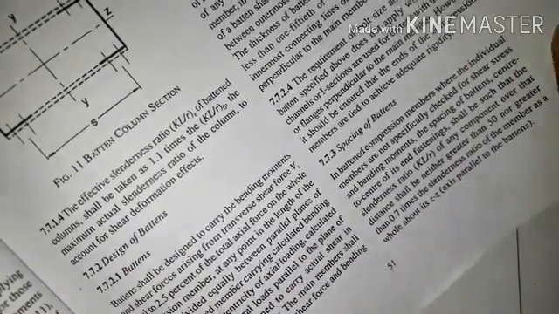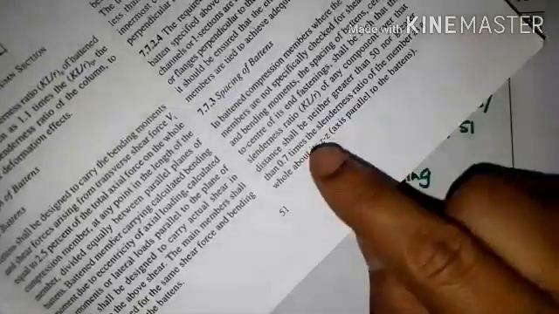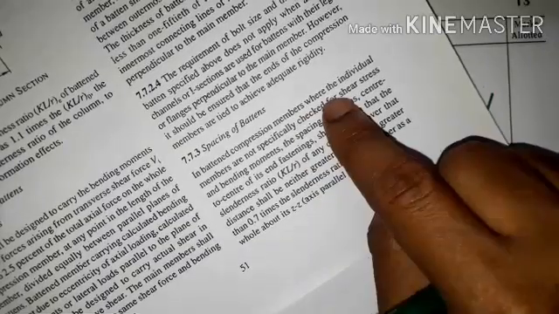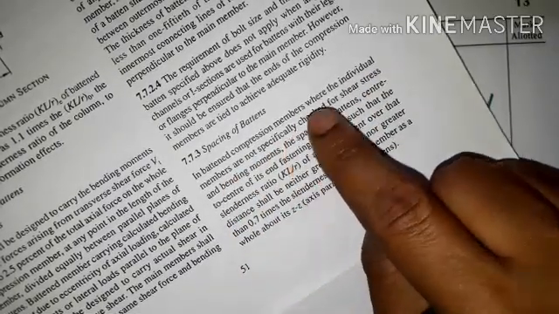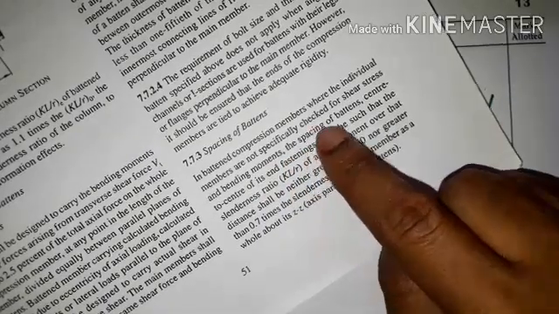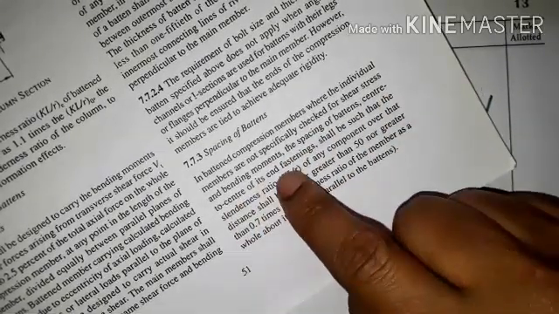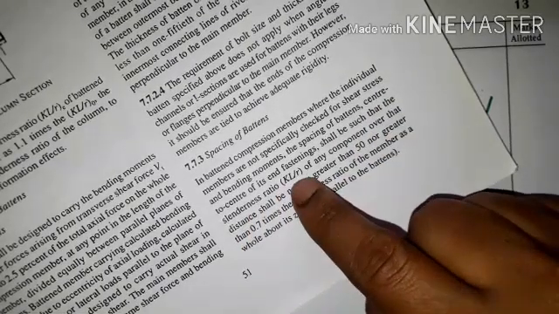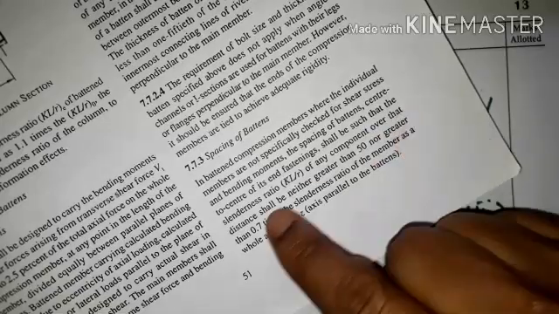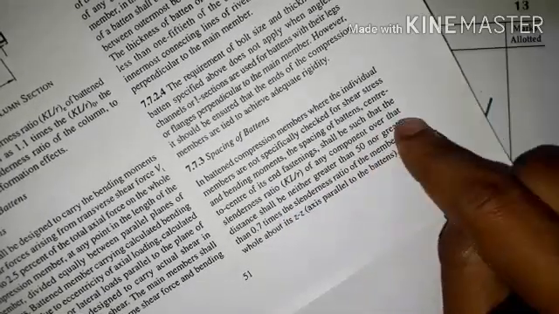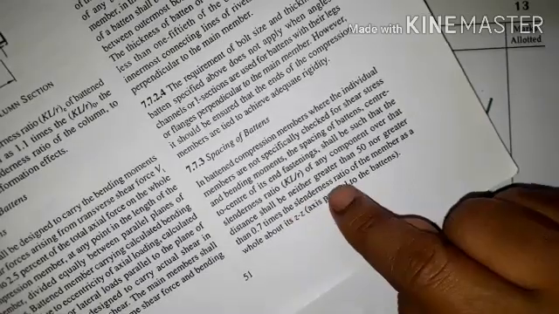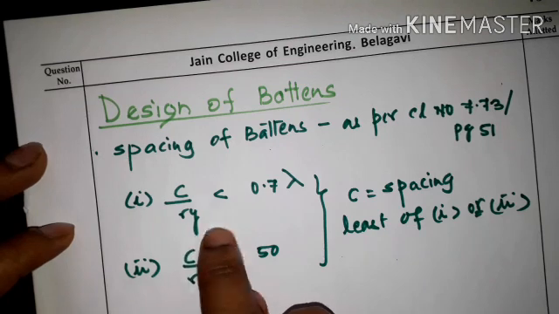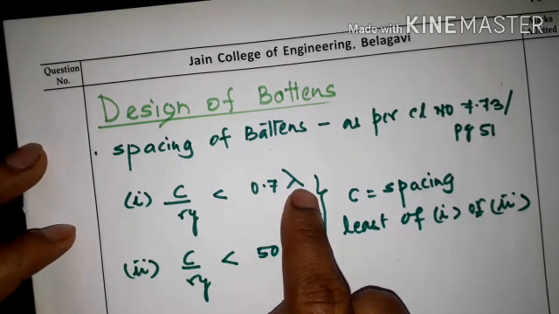First it is for spacing. Here we can see spacing of battens. It is given that in batten compression members where the individual members are not specifically checked for shear stress and bending moment, the spacing of the batten, center to center of its fastening connection, shall be such that the slenderness ratio KL by r, that is lambda, of any component over that distance shall be neither greater than 50 nor greater than 0.7 times the slenderness ratio of the member. So C by ryy should be less than 0.7 lambda or 50.